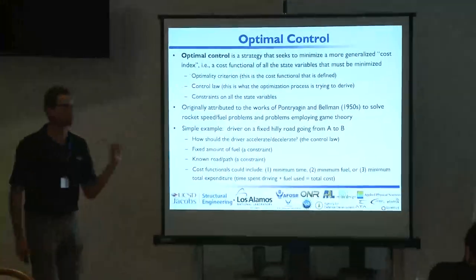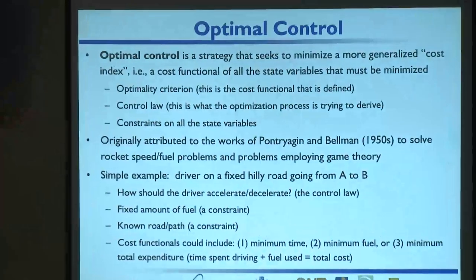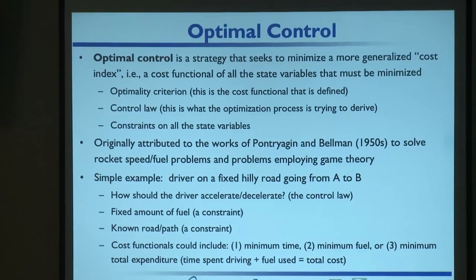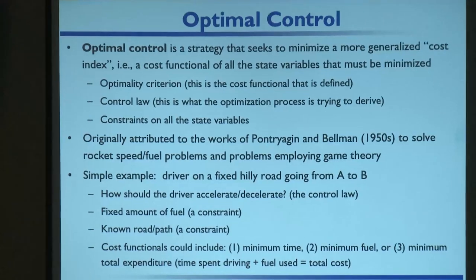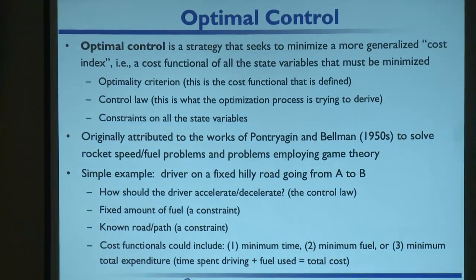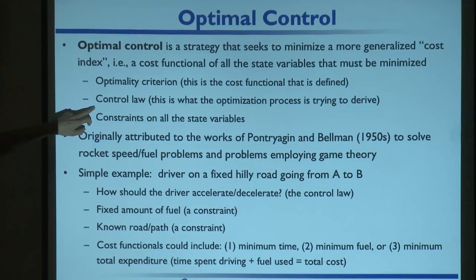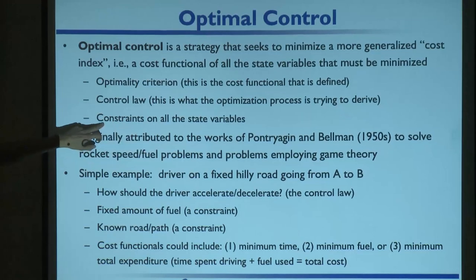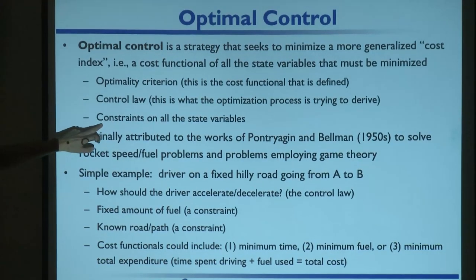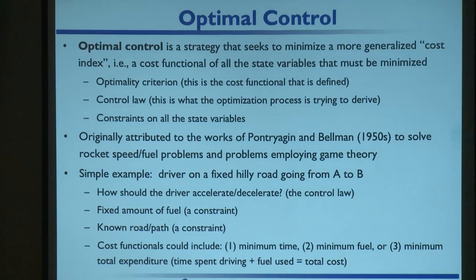But I honed in on optimal control. It's a strategy that seeks to minimize a more generalized cost index, a cost functional of all the state variables that must be minimized. It's very, very equivalent to what we're thinking about. There's an optimality criterion, a control law. That's what we're trying to achieve, and constraints, just like in SHM. It's originally attributed to Pontryagin and Bellman. And in fact, the equation I'll show you in a moment is known as the Bellman optimality equation.